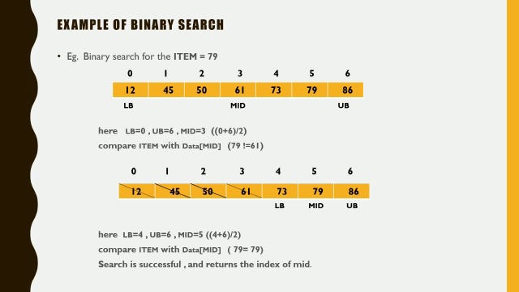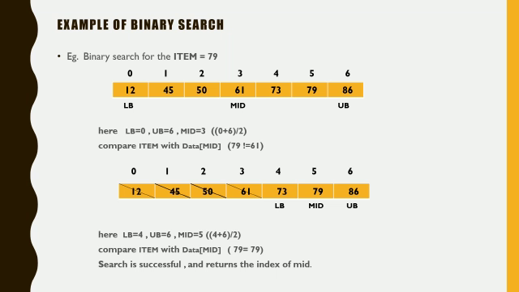Here let me show a simple example on binary search. Consider a list of 7 elements in an array. These are 12, 45, 50, 61, 73, 79 and 86. Here lower bound equals 0, upper bound equals 6 and mid equals 3. Let us consider our item is 79. Firstly, we will compare our item with data of mid, that is 61. Here 79 is not equal to 61.